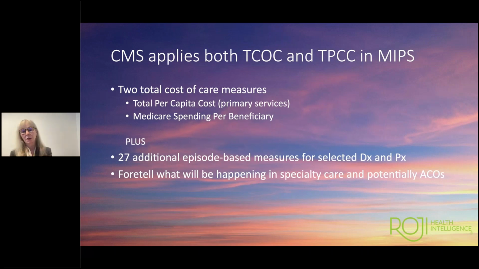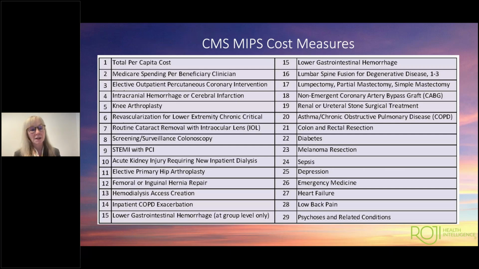So I wanted to give you a look, if you haven't ever seen this list, of the CMS MIPS cost measures and just see the variety of individual procedures and individual conditions that CMS is developing cost measures for. Look at number 22, diabetes. We normally don't think so much about the cost of diabetes except as inpatient and exacerbations occur in diabetes. But I think it's important to recognize that these are all on the horizon.